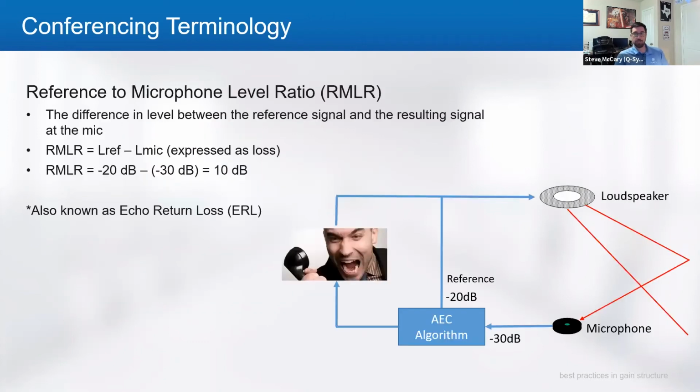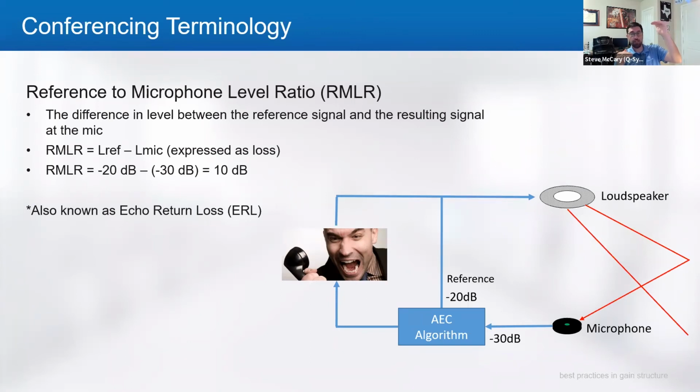So let's go through some other things that we're going to talk about. RMLR, this is a big one that we look for. This is the difference in the level between the reference signal that you're feeding into the algorithm and what the mic actually is hearing out of the loudspeaker. So we always talk about this as loss, because the reference level should be nice and big and strong, and then the level that the mic actually receives should be lower. So what we're looking for is that difference.